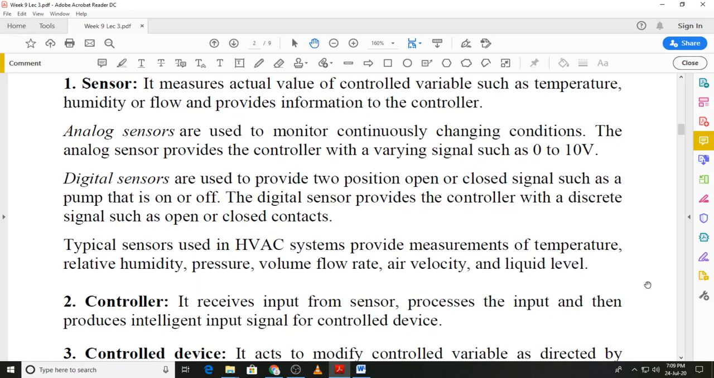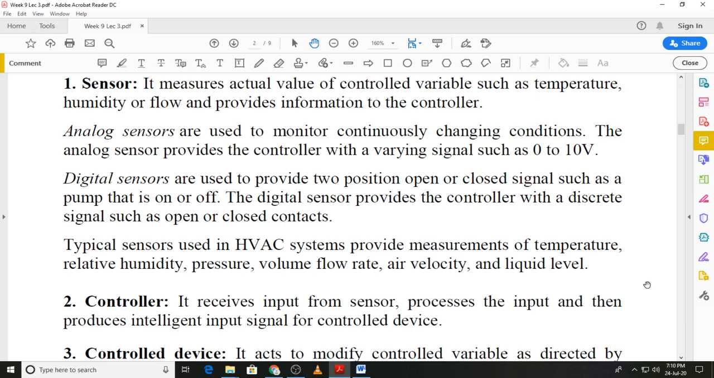The sensor, as I said, will measure the controlled variable, which could be temperature or it may be humidity or the flow rate. And so we can have two types of sensors: analog sensors, which produce a continuous change signal according to the variable, which is continuously or may be continuously changing. So it will produce a changing signal as well. Or you can have digital sensors, which provide signals which are discrete, that is on, off, or 0, 1. So those are digital sensors.